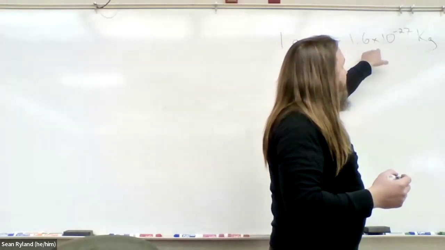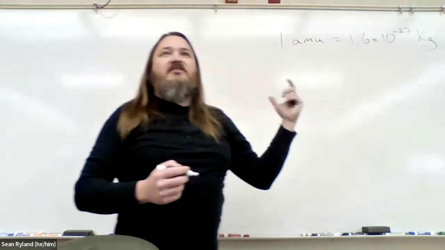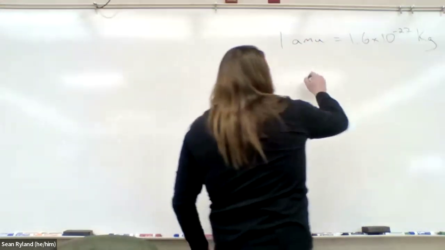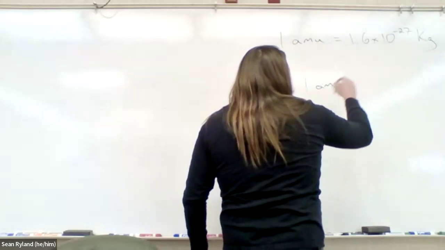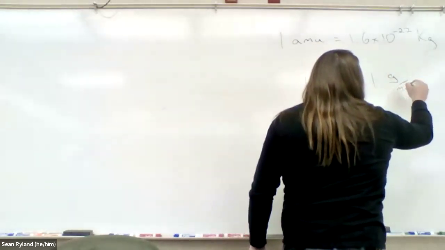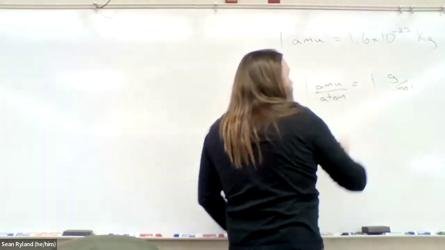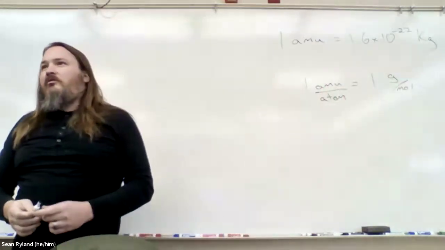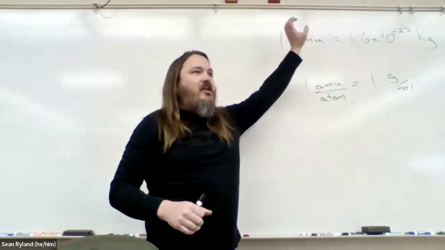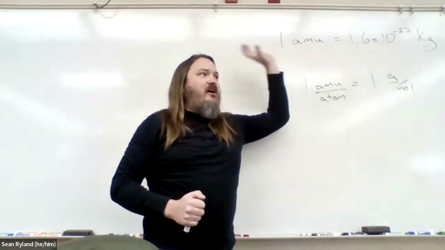And so the reason that this is a convenient conversion is because if you take this and you convert this kilograms to grams and you multiply by Avogadro's number, that mole number, 6 times 10 to the 23rd, what you find out is basically 1 AMU is equal to 1 gram per mole. And really, this is 1 AMU per atom is equal to 1 gram per mole. So basically, we have a definition of an AMU for talking about individual atoms.